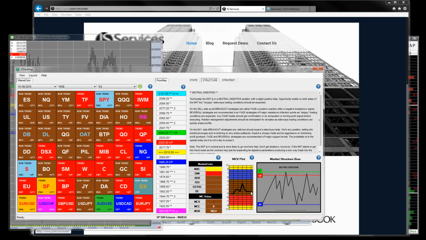And so we've been in neutral digestion, and now we've just broken out to the downside. So are we going to transition to more of a bear trend situation, or is this just an expansion of the range? So that's really what we're looking at now.